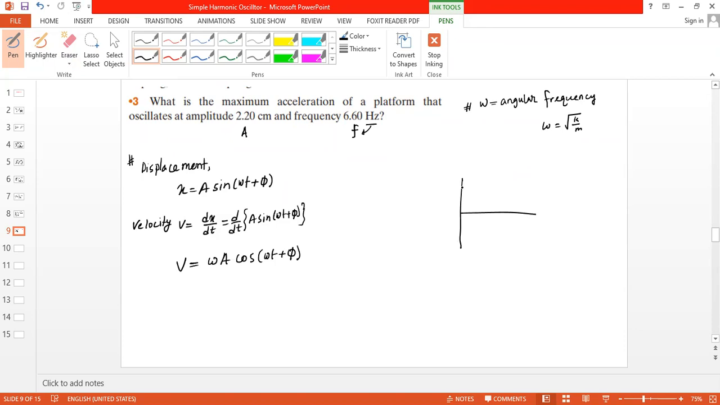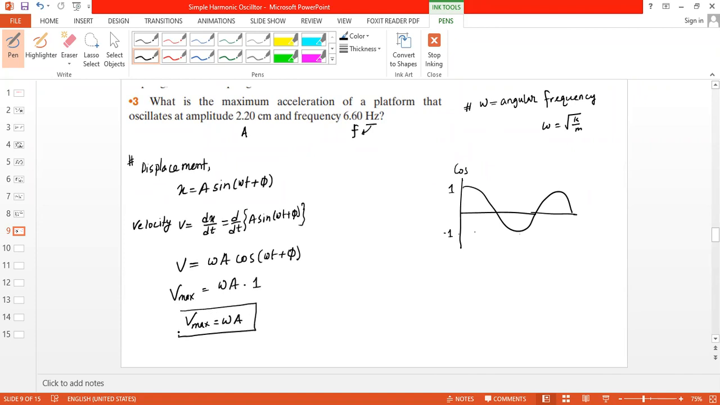So cost function varies like this. The maximum value of cost is +1 and minimum is -1. Then velocity will be maximum when the cost function has a maximum value. Then maximum velocity equals omega a times the maximum value of cosine, that is equal to 1. So V max equals omega a.